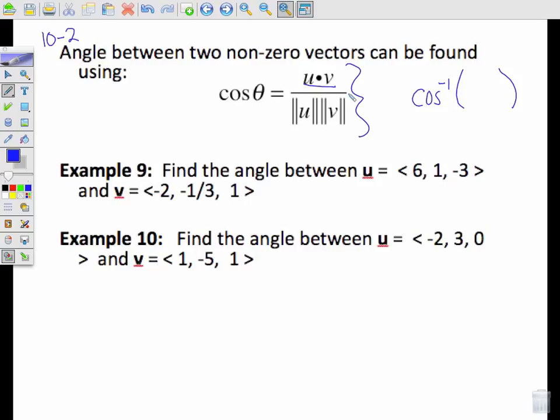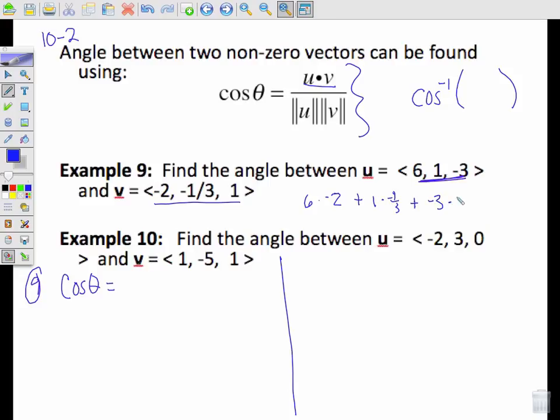Let's divide this here in sections. So number 9, we've got cosine of angle theta would equal the dot product between u and v. The dot product would be 6 times negative 2, plus 1 times negative 1/3, plus negative 3 times 1. So this is negative 12 plus negative 1/3 plus negative 3.